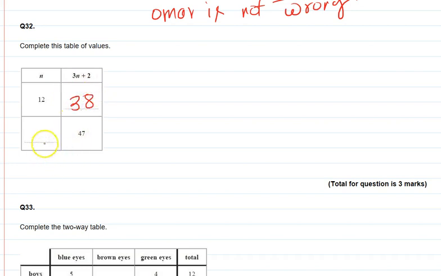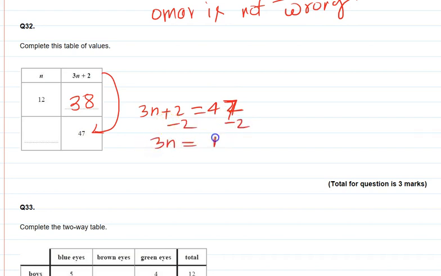Yeah. Now we need to calculate n. So 3n plus 2 is 47. So 3n plus 2 equal to 47. Sorry, this is 47. Minus 2 both sides. So 3n is 45 and divide by 3 both sides. So 45 divided by 3, that is 15. So this number will be 15, 38 and 15.